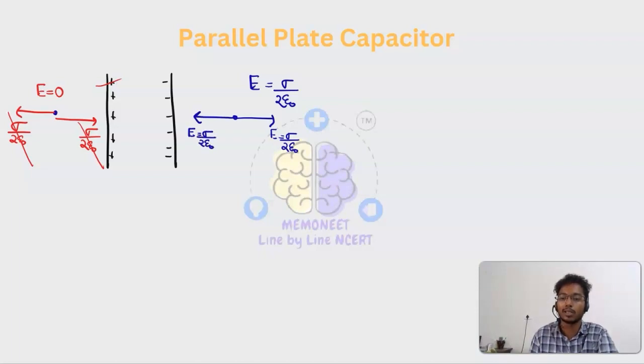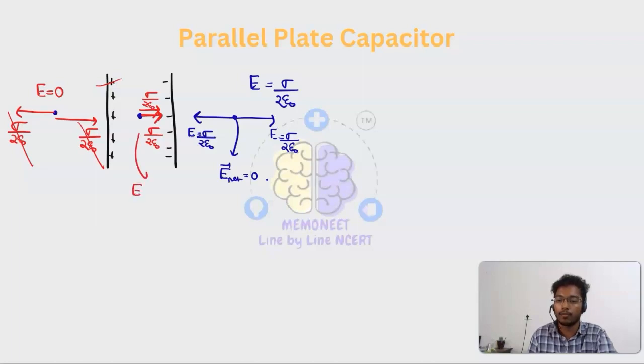So this will cancel each other. So the net electric field at this region will be 0. Let's say at a point between the capacitors. For the positive plate, the electric field in this region is sigma upon 2 epsilon naught, and the negative plate will attract. This is also sigma upon 2 epsilon naught.